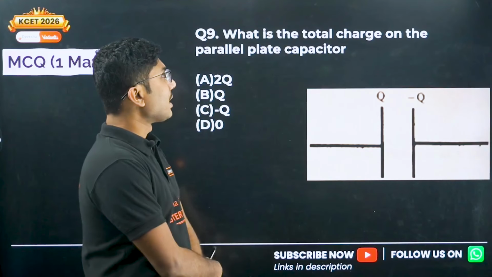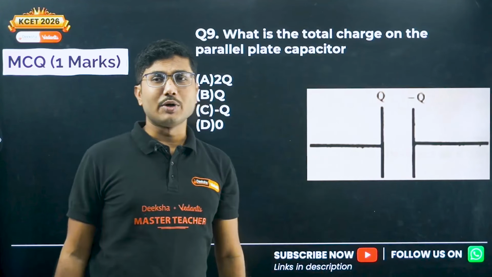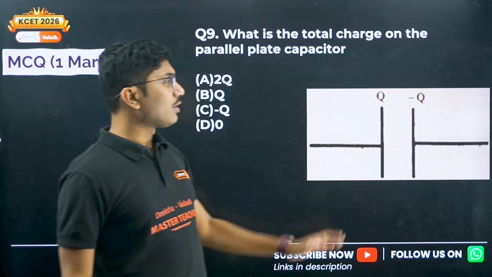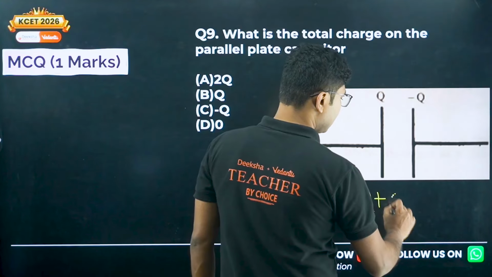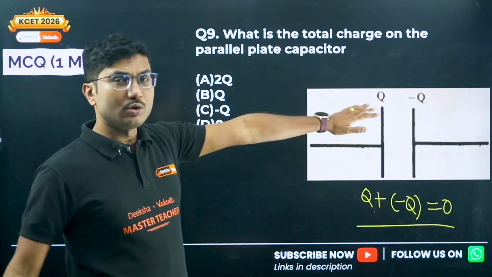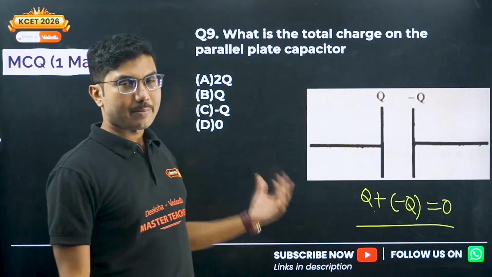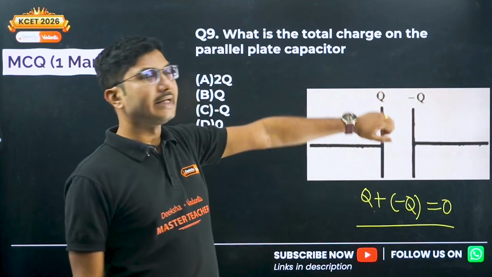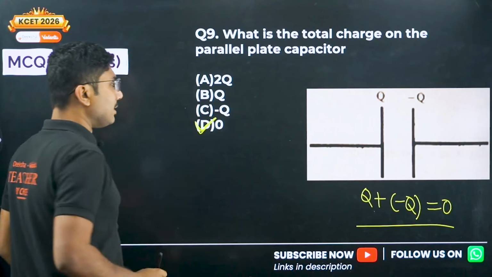Next question. What is the total charge on the parallel plate capacitor? Here they have given you a diagram and asked what is the total charge on the parallel plate capacitor. In this case, the total charge of a capacitor is given by Q plus minus Q, which equals 0. The charge of a capacitor is Q, but the total charge will always be 0. When we say the charge of a capacitor, we generally take the positive value. So the total charge will be 0. The correct answer is option D.